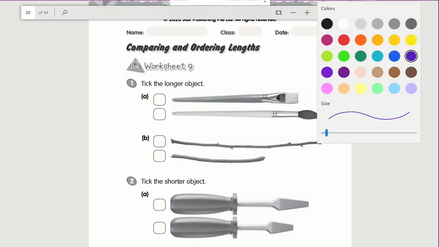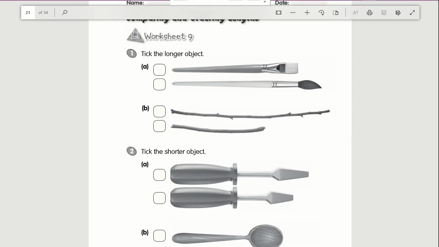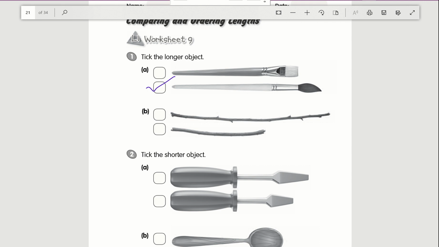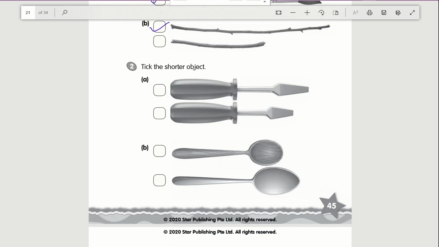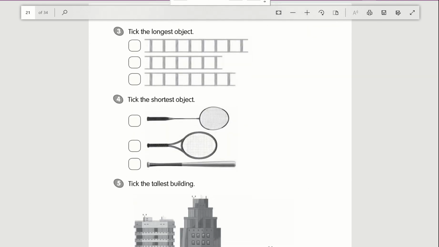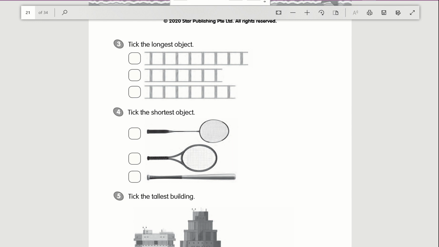Okay. Now over here we want to tick the longer object. So our longer objects are this one and this one. Okay. Same, tick the shorter object, so it is this and this activity. Okay, now tick the longest object. Okay, so there are three.